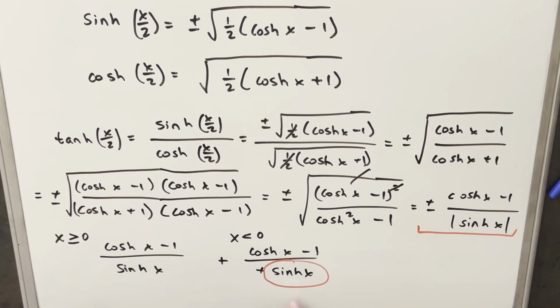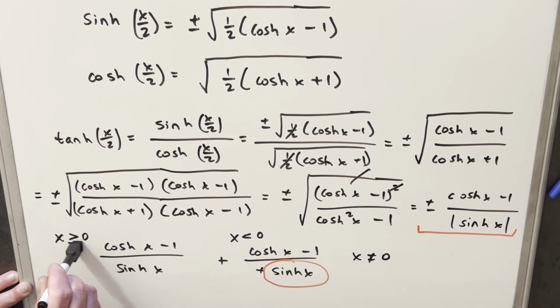One thing we need to keep in mind here is that when x is 0, sinh is 0. We don't want to divide by 0. So we'll put one restriction on this, that x is actually not equal to 0. Because we can kind of remove this over here, and we can use this as our formula.